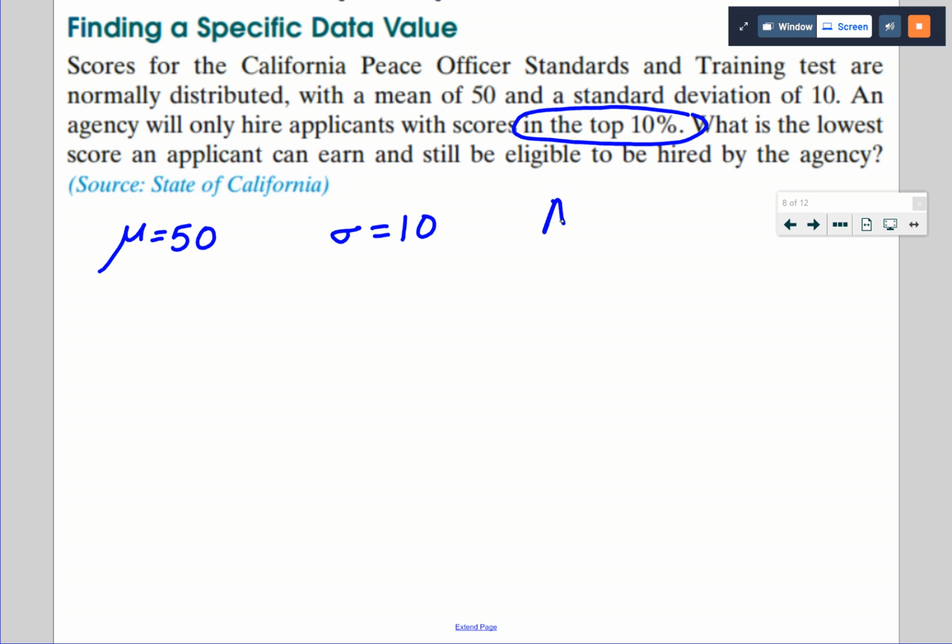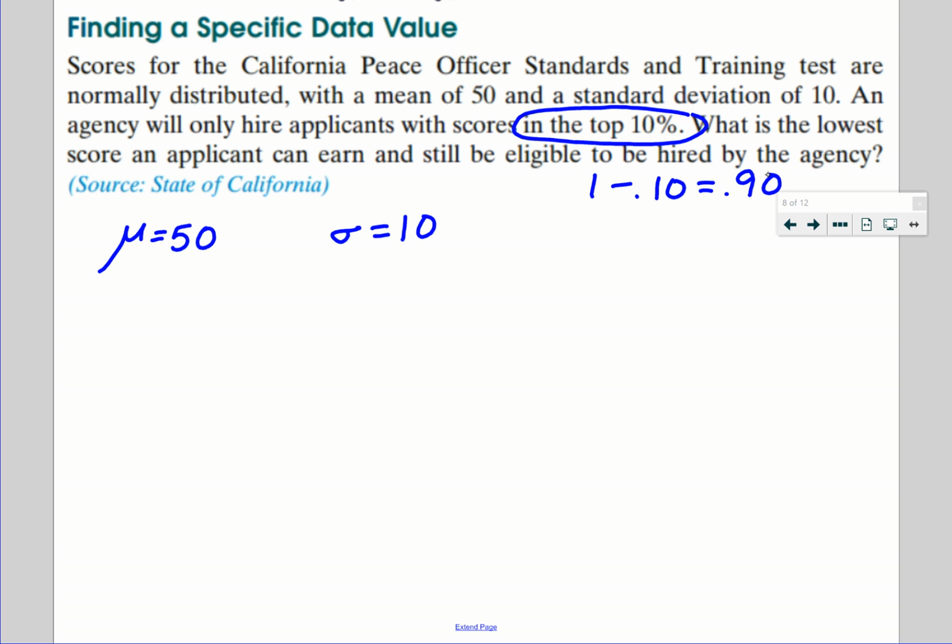So the area that we're looking for, first of all, I need to do 1 minus the 10%. 1 minus 0.1 gives me 0.90. Because we want it to be in the top 10%, we want anything bigger than 0.9 is what we're going to look for on our chart. The smallest value that is larger than 90% puts me in the top 10%. So on your table, you're going to look at your positive z-values, and we are looking for the first number that is above 0.9.